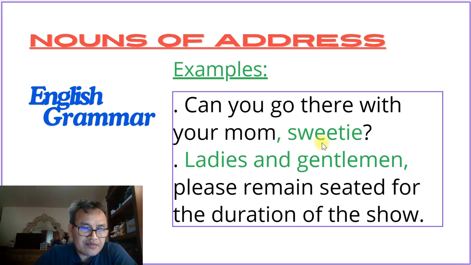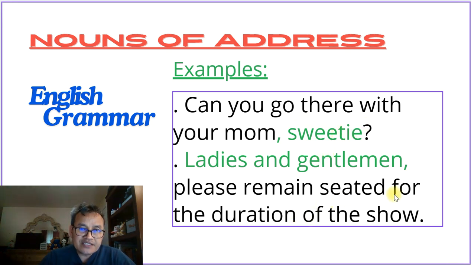Can you go there with your mom, sweetie? You can see I put sweetie here at the end of the sentence. Sweetie here is a noun of address. Okay, and it is separated from the sentence by a comma. Can you go there with your mom, sweetie?